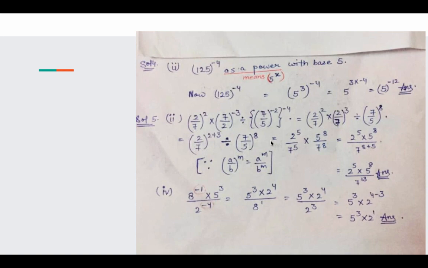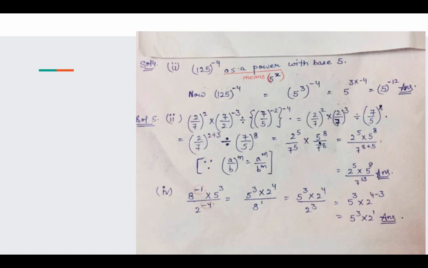How will you write? The divided sign will change to multiplication, and how will it be done? Yes, take the reciprocal of it. The power remains the same. 7 by 5 will change to 5 by 7 and the whole is raised to power 8. Why the reciprocal? Even though there is no negative sign in the power, because this is a division sign. Whenever a division sign is to be changed into multiplication, we take the reciprocal of the next. Clear? So this is what it is.